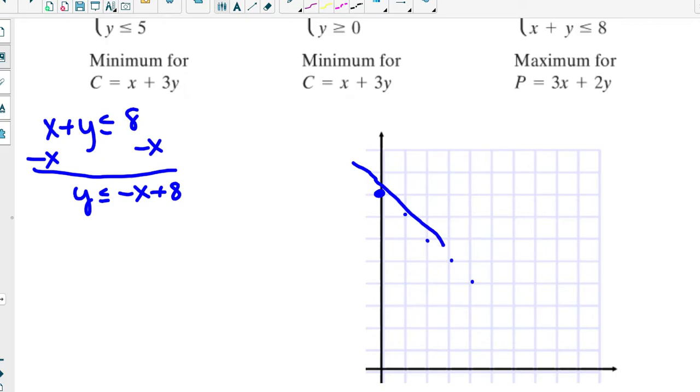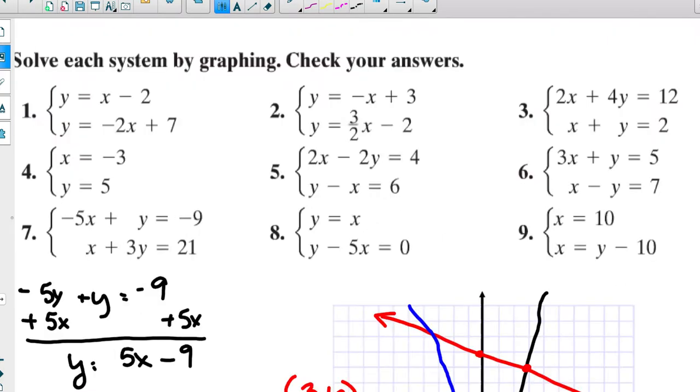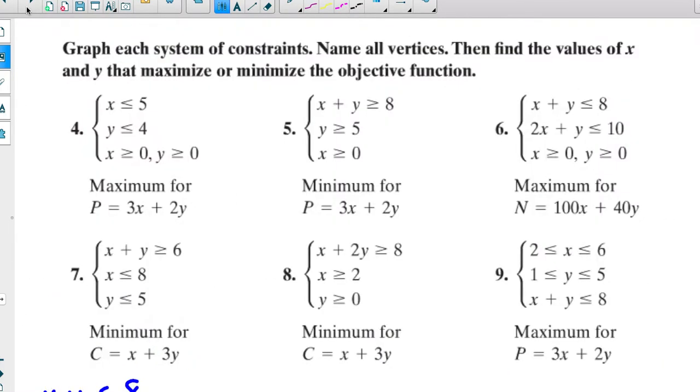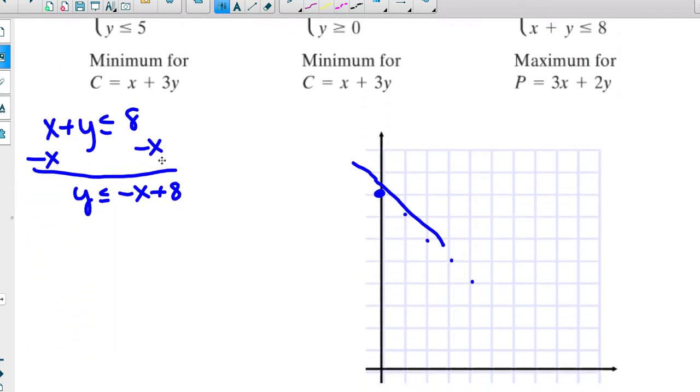Oh, let me undo that one. Whoops, not what I wanted to do. Let's see. All right, here we go. Let's try that again. I don't know if it's going to be any better this time or not.